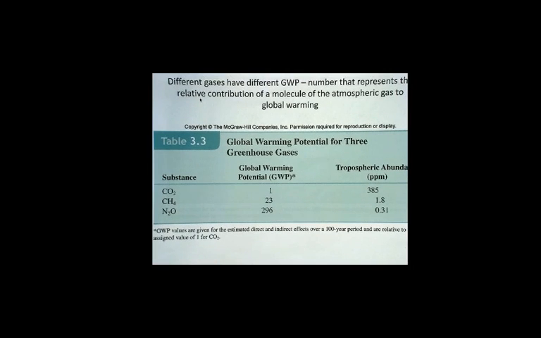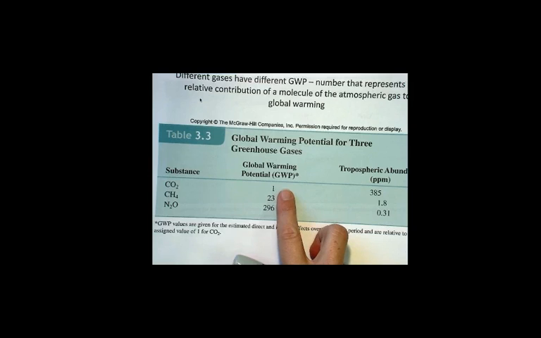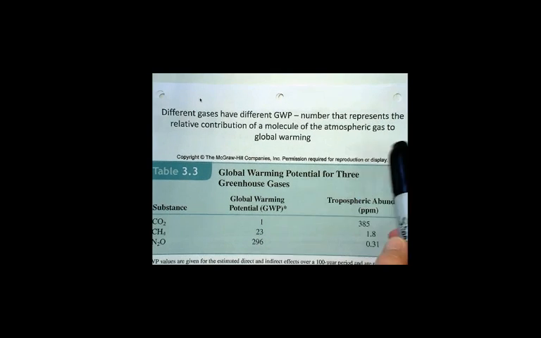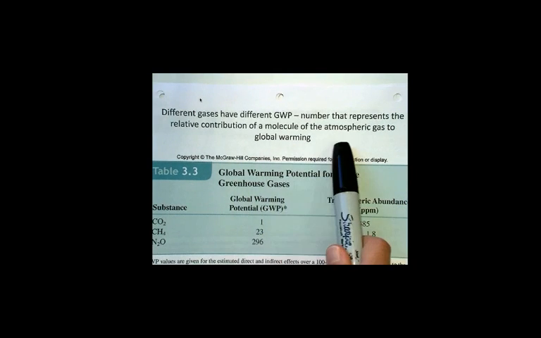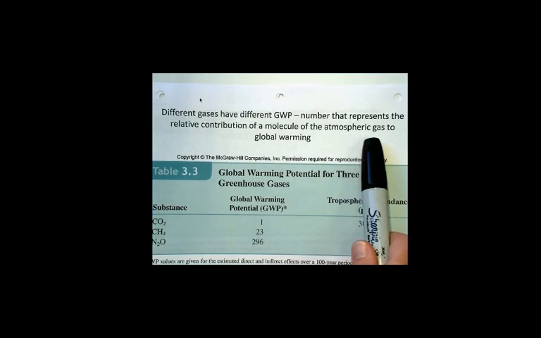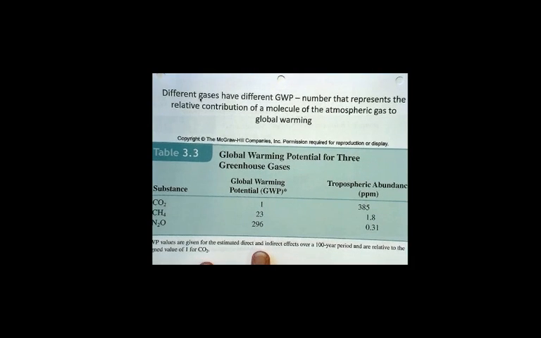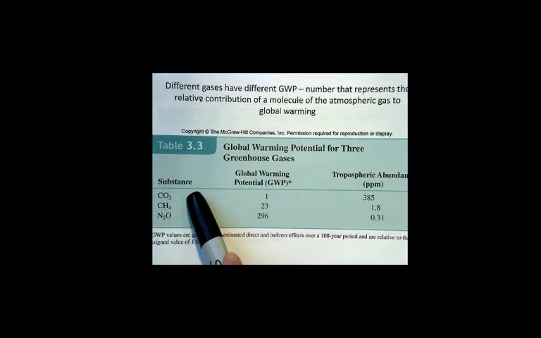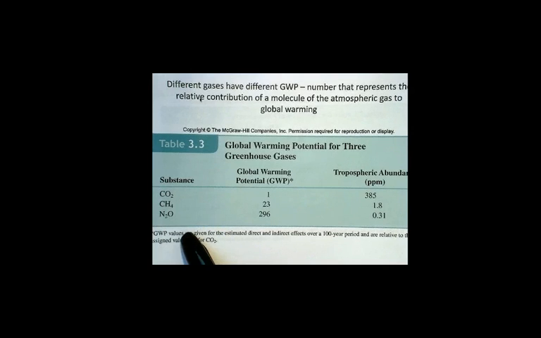how much these different gases affect global warming, you have to have this global warming potential. It's like a comparison value for the factor of absorption for these different gases. Okay, so different gases have different global warming potentials, and this number represents the relative contribution of a molecule to the atmospheric gas, to global warming. Everything's compared to carbon dioxide based on the amount of infrared radiation that carbon dioxide absorbs.